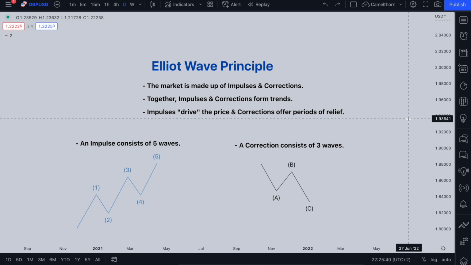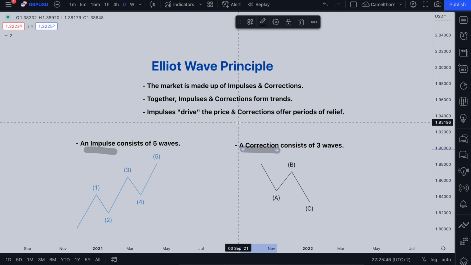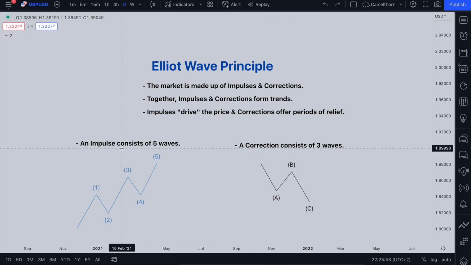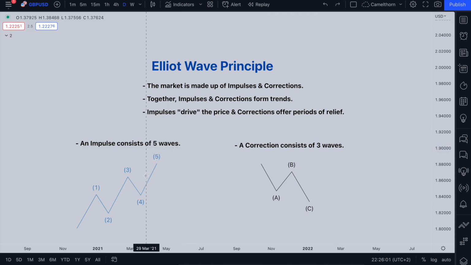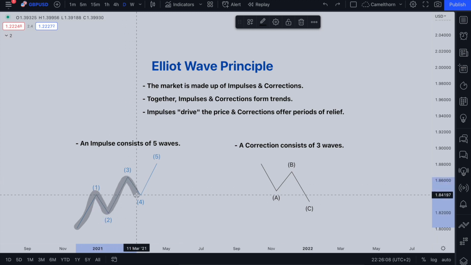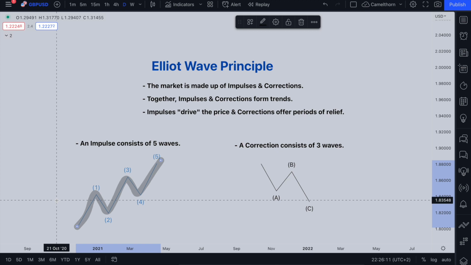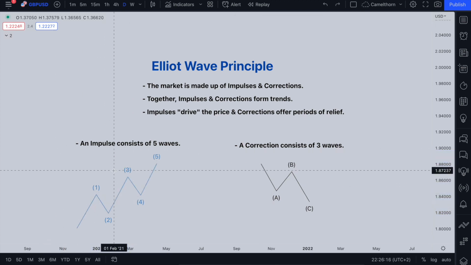And that's essentially what impulses and corrections are, all right? They are the drivers of the market. They come together to form trends, all right? Now, if we are defining what an impulse is, an impulse is price action that consists of 5 waves, and this is essentially what an impulse looks like. You basically have wave 1, 2, 3, 4, 5, and that is what's known as a complete impulsive wave, right? That would be a bullish impulsive wave to the upside.